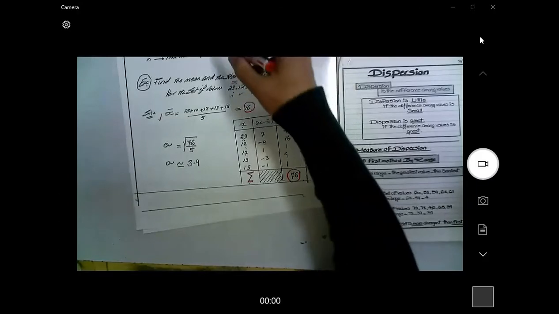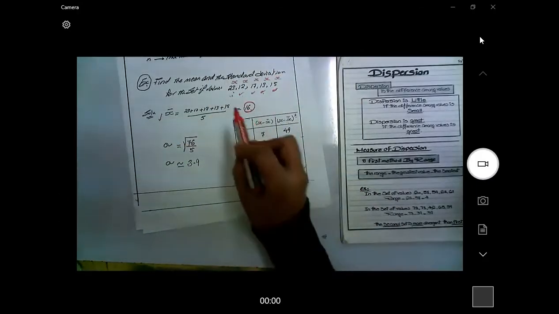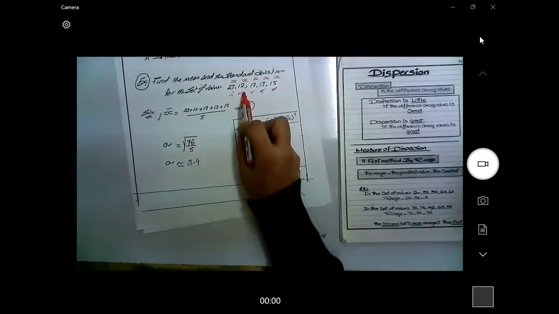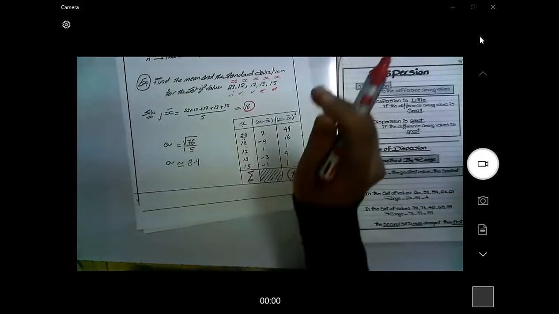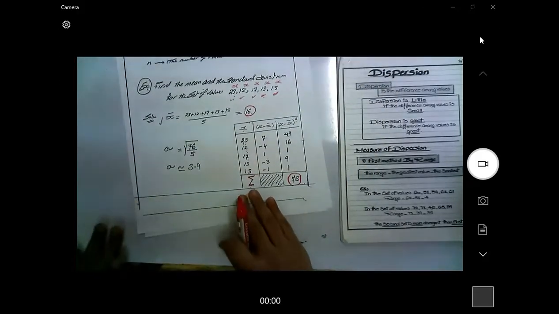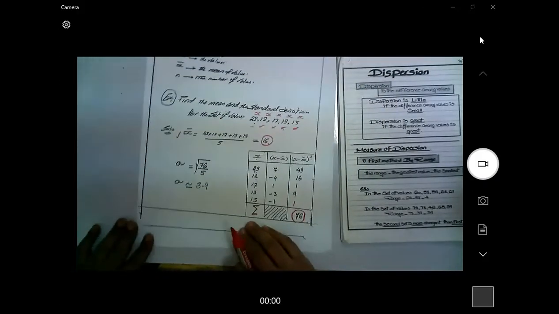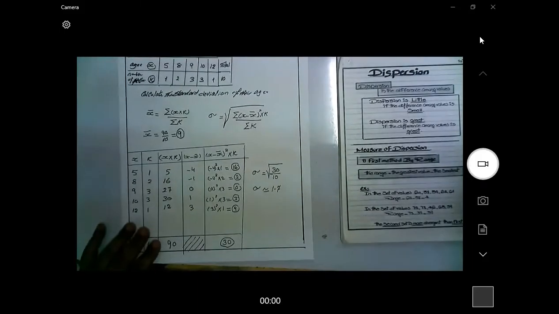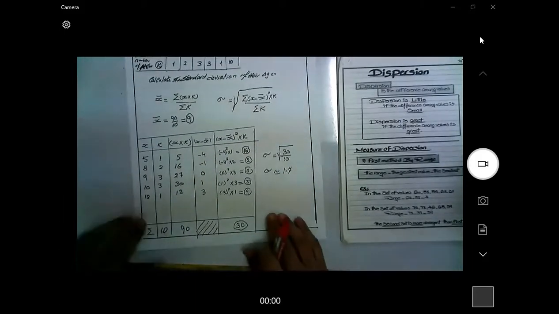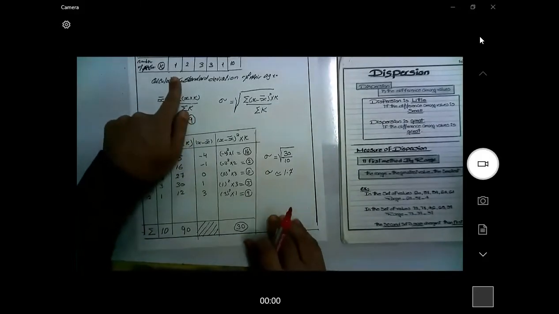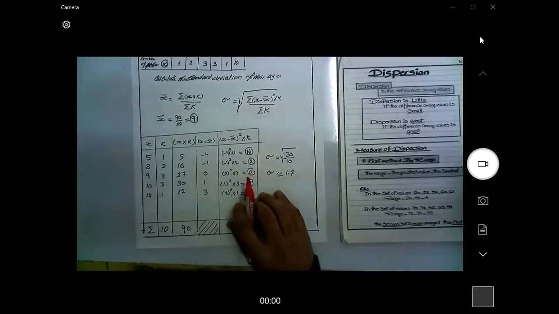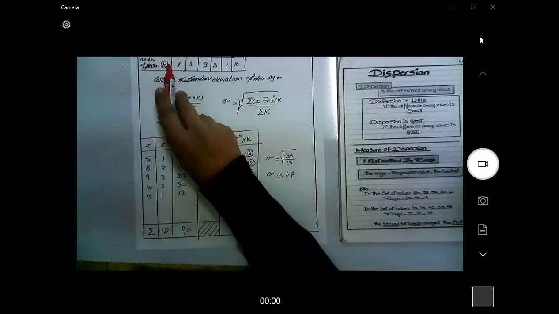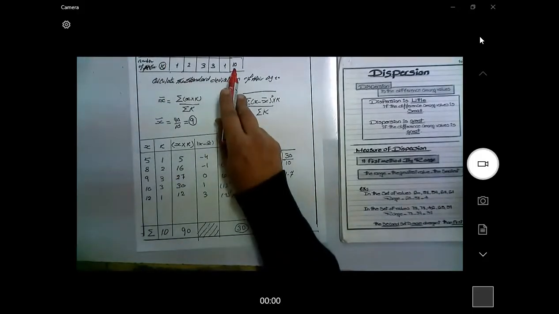This is the standard deviation for a set of values like 27, 12, 17, 13, and 15. Now we will get the standard deviation for frequency distribution. Look at this table. This table represents the ages of 10 persons.